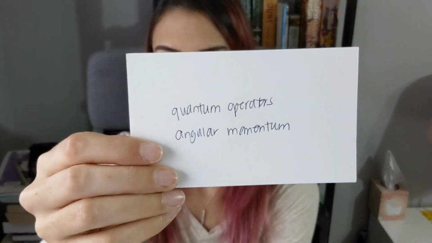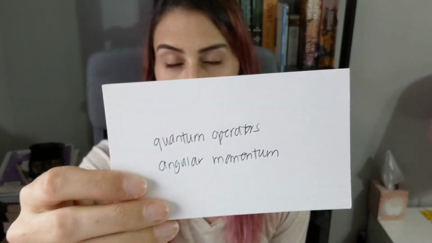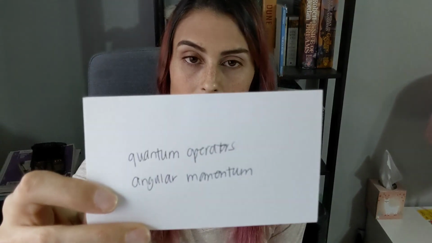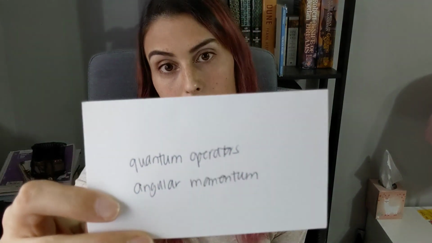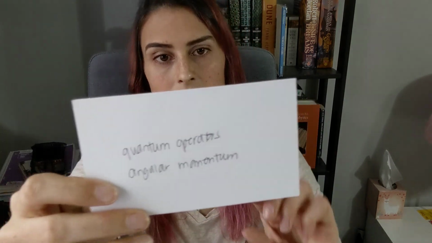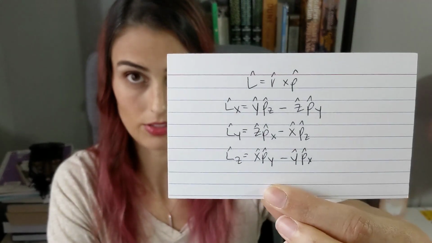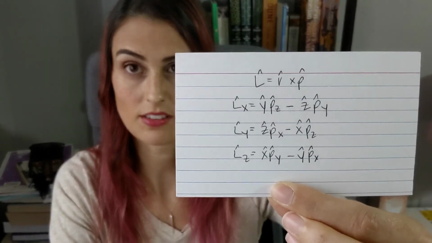Quantum operators of angular momentum. So L hat equals R hat cross P hat, and L x hat equals Y hat P z hat minus Z hat P y hat, and again, this kind of relation can be carried through for all the different permutations of x, y, and z.